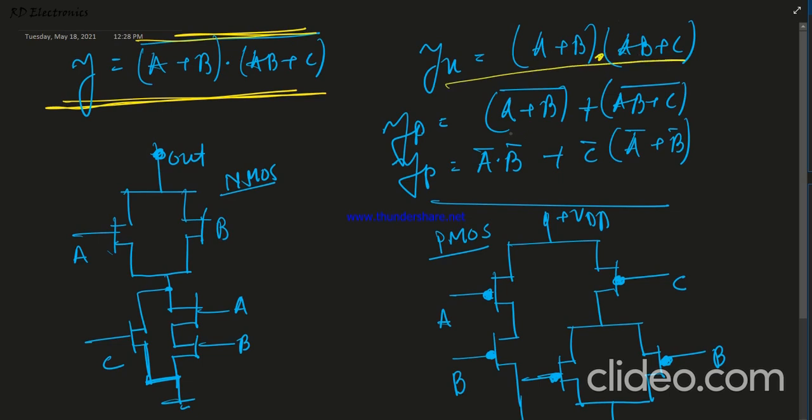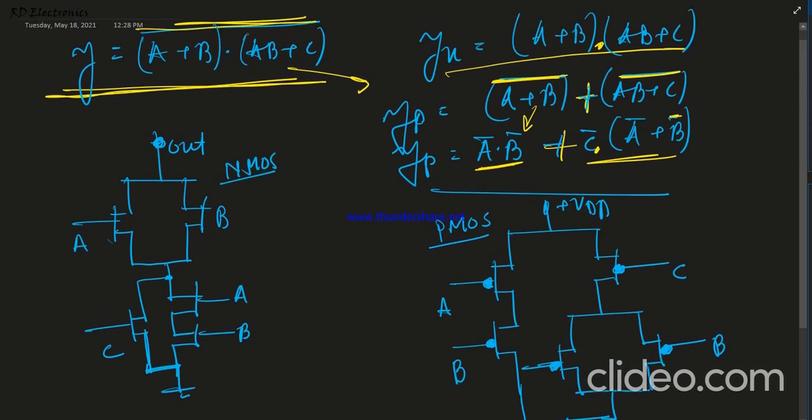So what is the PMOS equivalent network? Apply De Morgan's theorem. So this is ((A or B) whole bar) or ((AB or C) whole bar). And again apply De Morgan's. This is (A bar dot B bar) or (C bar dot (A bar or B bar)). Okay, so now this is NMOS.